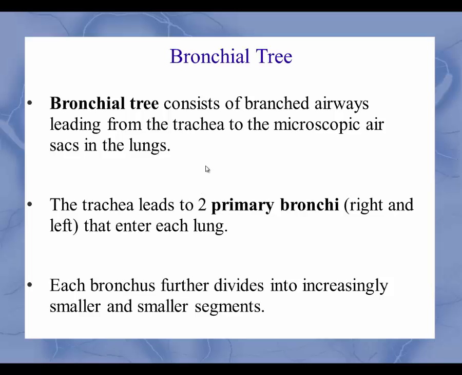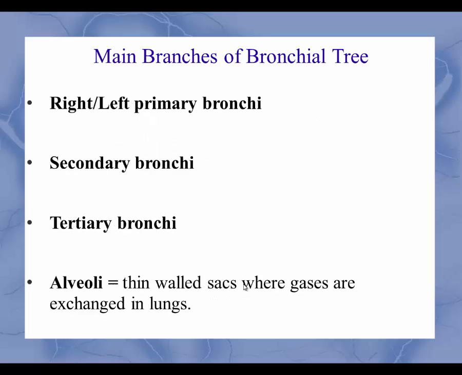Okay, the bronchial tree consists of very branched airways leading from the trachea, and it will get continuously smaller and smaller to get down to the very, very small sacs in the lungs called alveoli, and they're only one cell thick. The first branch are the primary bronchi, both right and left, going into the right and left lung. And like I said, these will get further smaller and smaller. And each of those has their own formal name, but we'll go over the more generic names.